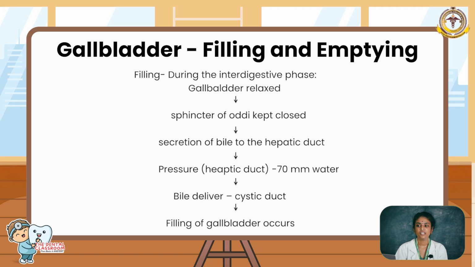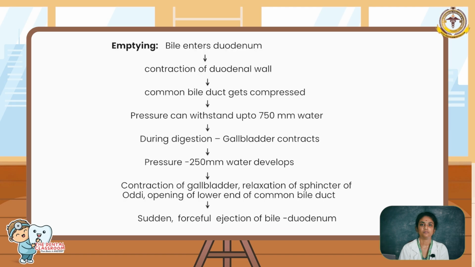During the interdigestive phase, the gallbladder is relaxed, the sphincter of Oddi is kept closed, and secretion of bile into the bile duct will be taking place. The pressure will be maintained at 70 mm water, and the bile is going to be delivered into the cystic duct. After the bile reaches the cystic duct, the filling of the gallbladder occurs. Once the gallbladder is filled, the emptying is going to take place.